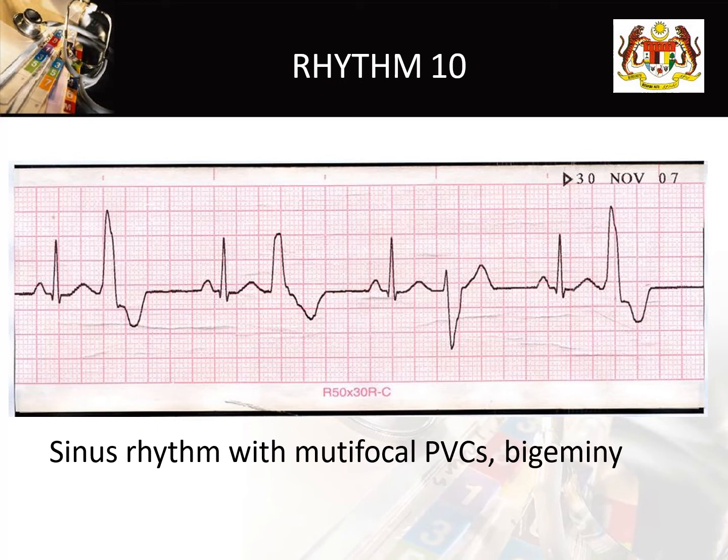Okay, next rhythm is multifocal PVC with bigeminy. Compared to the previous ECG, in this one we can see the premature ventricular complexes are quite frequent. Every single normal PQRS complex alternates with an abnormal PVC: normal, abnormal, normal, and then another abnormal PVC but with different morphology. That's what we call multifocal PVC bigeminy. That means the ectopic beat is from the ventricle, but there is more than one point of ectopic beat.